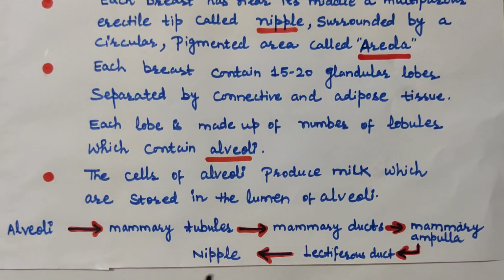Milk follows this passage: it is secreted and formed by alveoli. Then from alveoli, with the help of mammary tubules, it gets into mammary ducts, and then from mammary ducts into mammary ampulla, and from mammary ampulla through lactiferous ducts it opens outside with the help of pores which are present in the erectile tip, that is nipple.